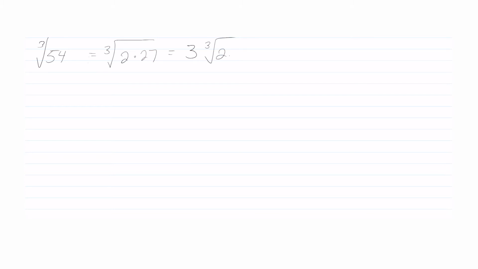2. If we want to really prove it to ourselves, we can take 27 and break it down into its factors. 27 is 3 times 9. 9 is 3 times 3. So we can see that 3 raised to the third power is equal to 27.